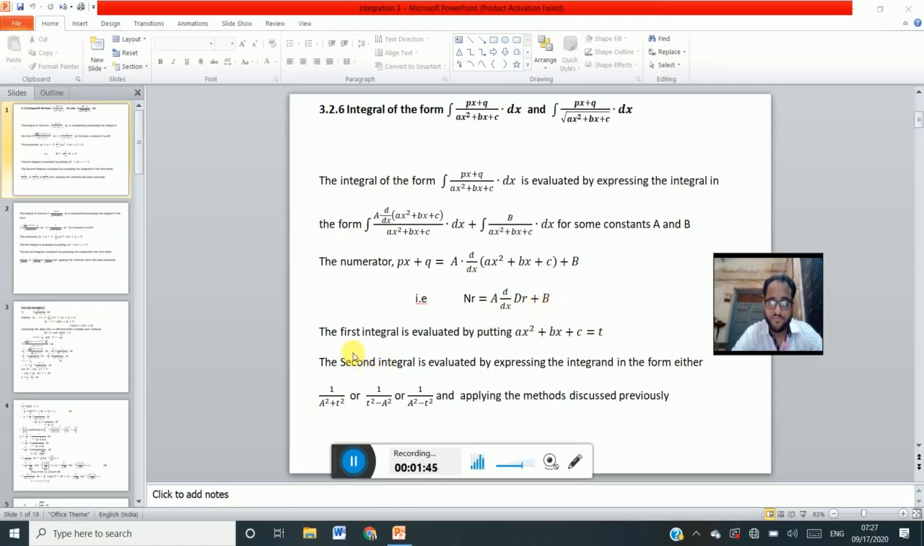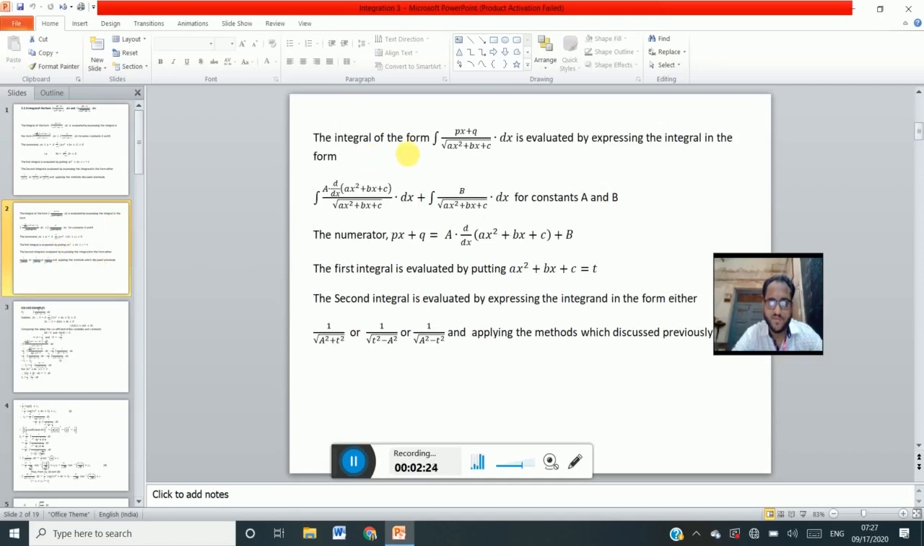The first integral is evaluated by putting x square plus bx plus c equals to t. And the second integral, the first integral means this one, is evaluated by putting x square plus bx plus c equals to t, and the second integral, this one, is evaluated by expressing the integrand in the form of either 1 upon a square plus t square, or 1 upon t square minus a square, or 1 upon a square minus t square, and applying the standard formula to evaluate that integral.